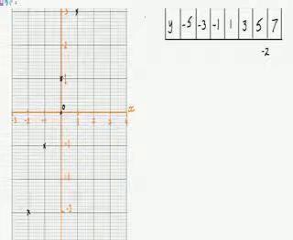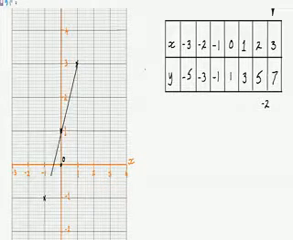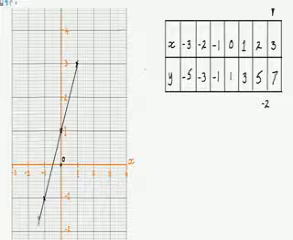So now I can draw my line. I just put it through.